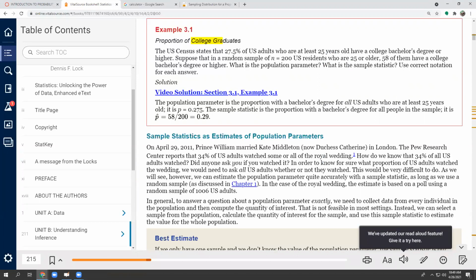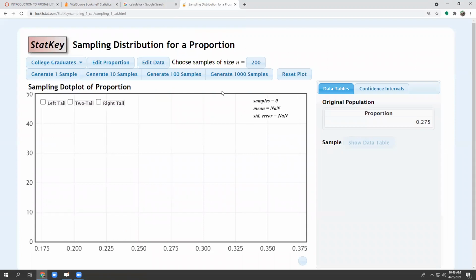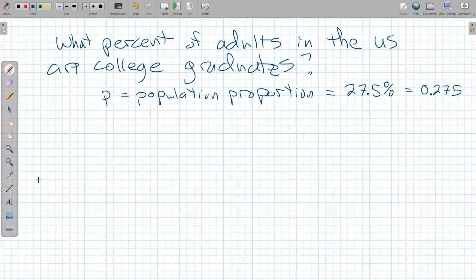Now, what if we took a random sample of size 200? So let's do that. So back to stat key. And sample size right now is set to 200. And I'm going to grab one sample. So I grab one sample, and in my sample, 60 out of 200 people had a college degree, 25 or over. So let's make a note of that.